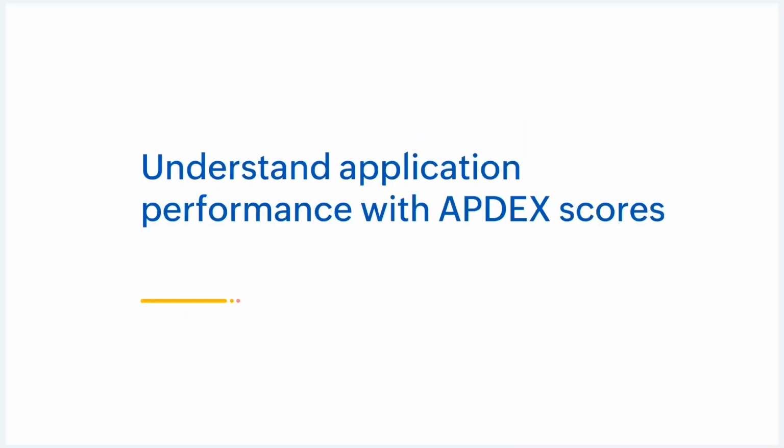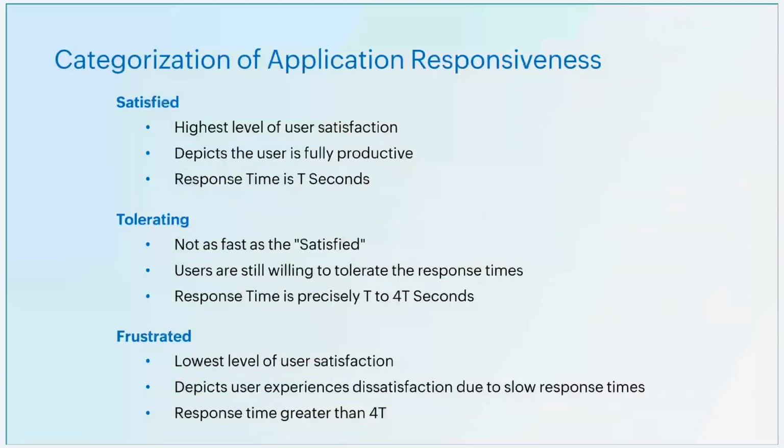The first slide of understanding application performance with APDEX scores. These are the categories of application responsiveness. The first is satisfaction. This category represents the highest level of user experience where the application's response time is between the satisfied threshold and the excellent threshold. Users in this category are generally satisfied with the application's performance.